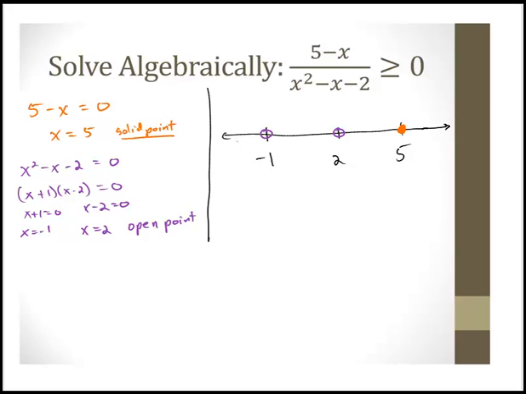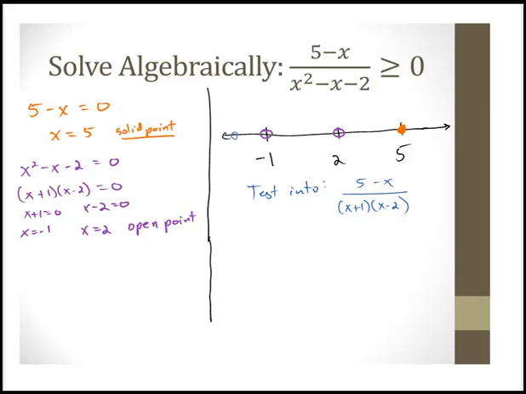So let me test, how about negative 2? I'm going to test into the factored form. I'm going to test into 5 minus x over x plus 1 by x minus 2. Because that's easy to determine if we have positives or negatives. And that's all we really care about. Is it positive or negative?